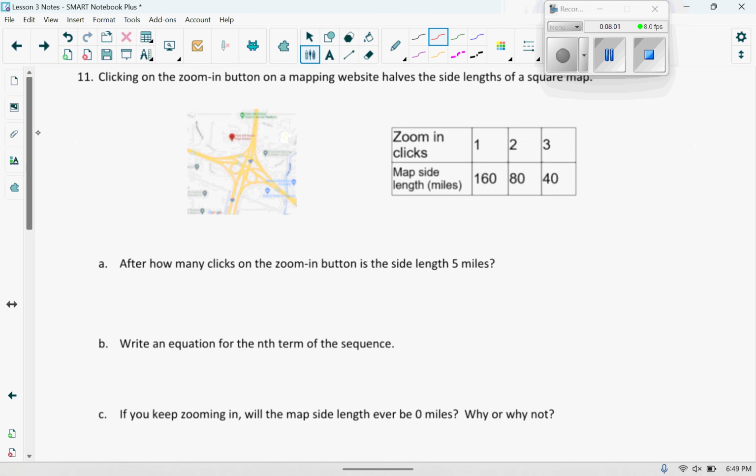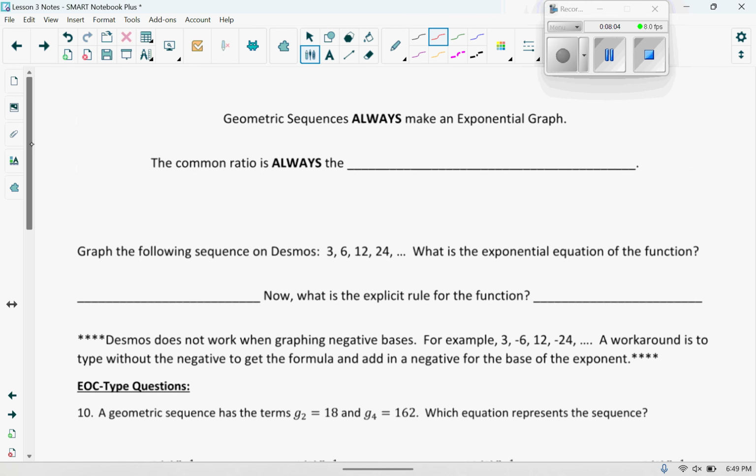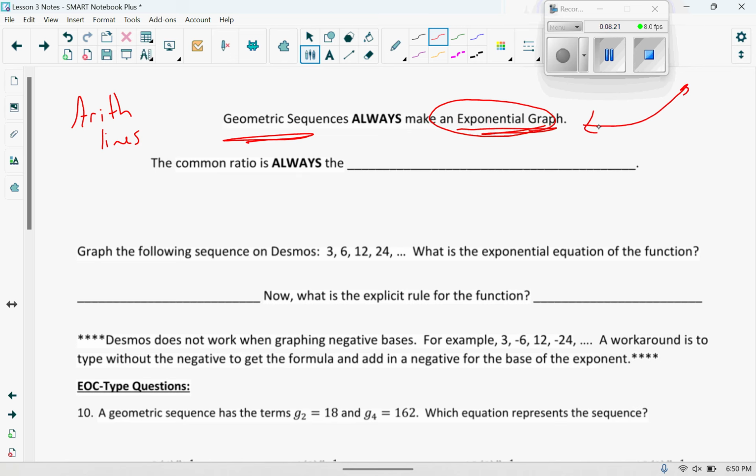Okay, let's keep going. Over here, we're going to transition over to more of a Desmos space. What you need to know is that arithmetic sequences, as we already talked about, make lines, whereas geometric sequences always make exponential functions, like exponential growth or exponential decay. And then the common ratio, so if I had y equals 3 times 2 to the x power, that's the type of equation that Desmos is going to pop out. This is always the base of the exponent.